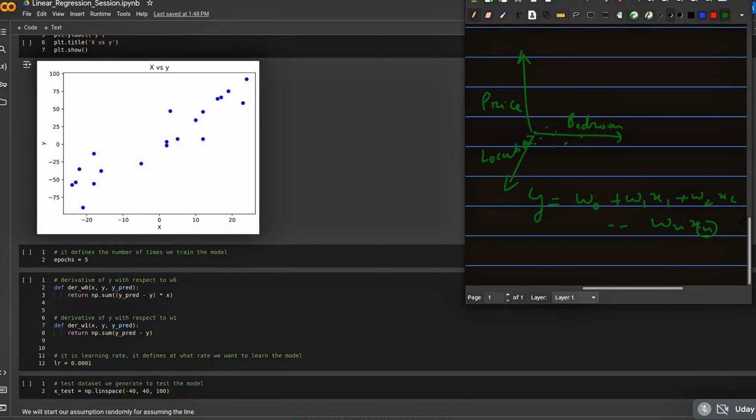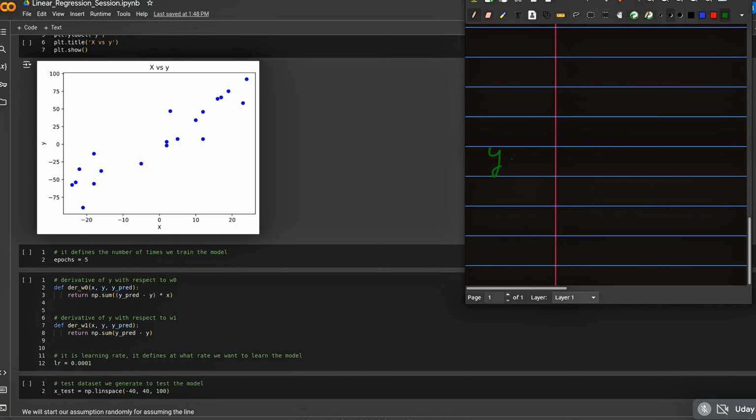and there can be one more possibility, that in this we have power one, everything. So if we don't have that, our equation can be y equals w naught plus w1 x1 plus w2 x1 square plus w3 x1 cube, then w5 x1 x2 plus w6 x2 square and similarly for all other features.